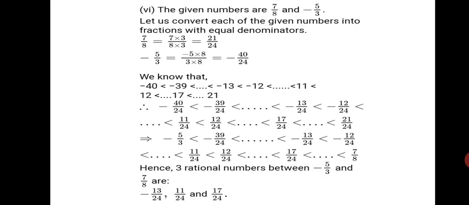Pick up any 3. Hence 3 rational numbers between minus 5 upon 3 and 7 upon 8 are minus 13 upon 24, 11 upon 24 and 17 upon 24. Randomly 3 fractions are selected. You can select your own and write from these rational numbers which are between minus 40 upon 24 and 21 upon 24.